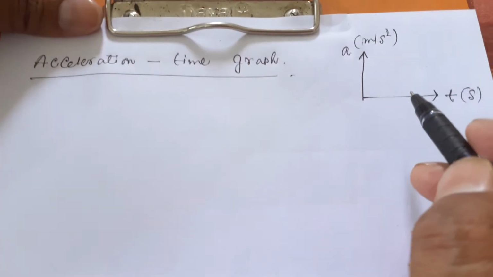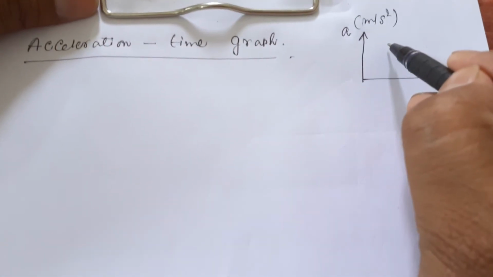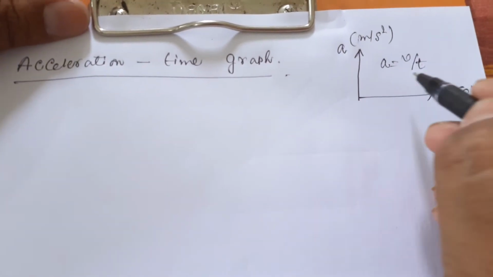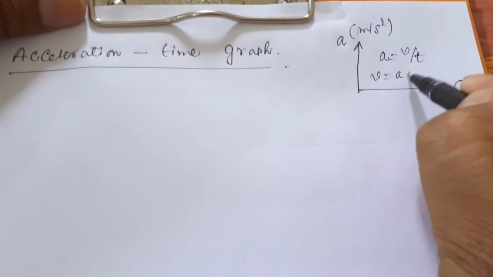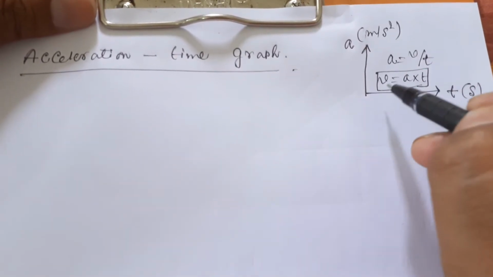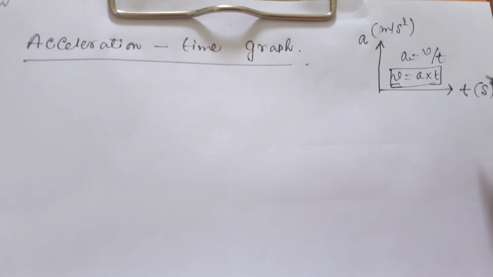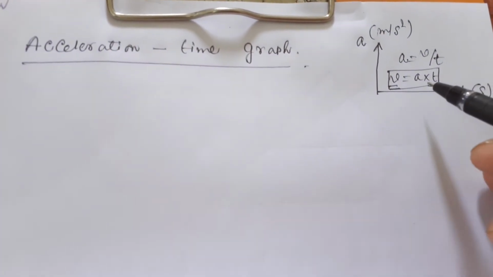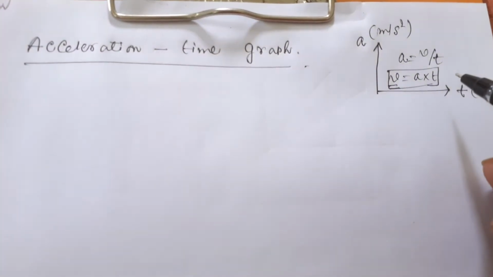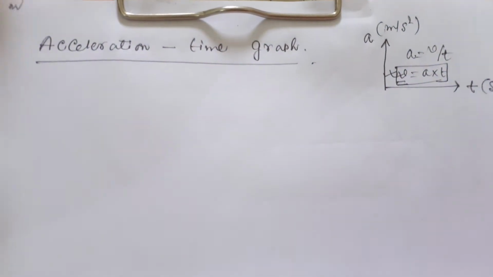What we can conclude from this graph is, as we know that acceleration is equal to velocity by time, so definitely velocity will be acceleration into time. So from this graph we can easily calculate the velocity of a body by calculating the area of the graph. If you calculate the area of the graph, then the velocity can be calculated.